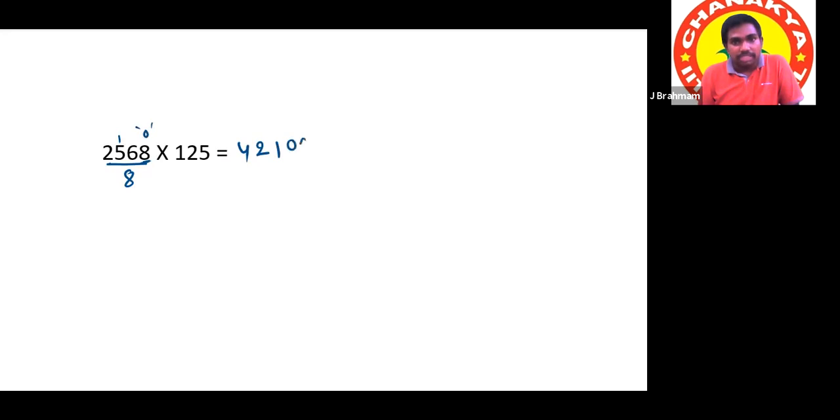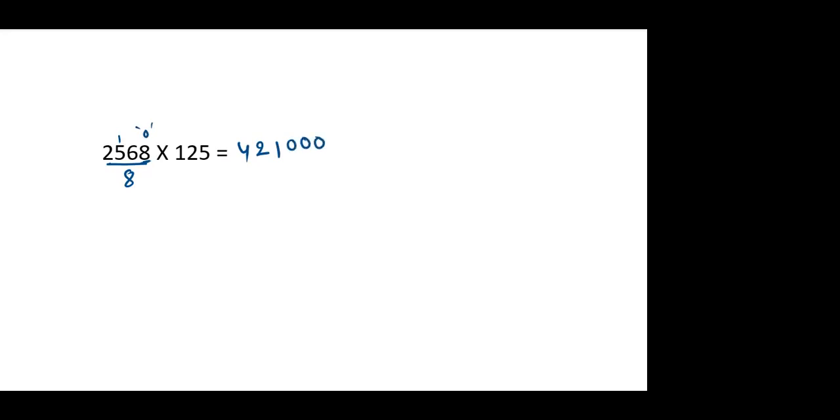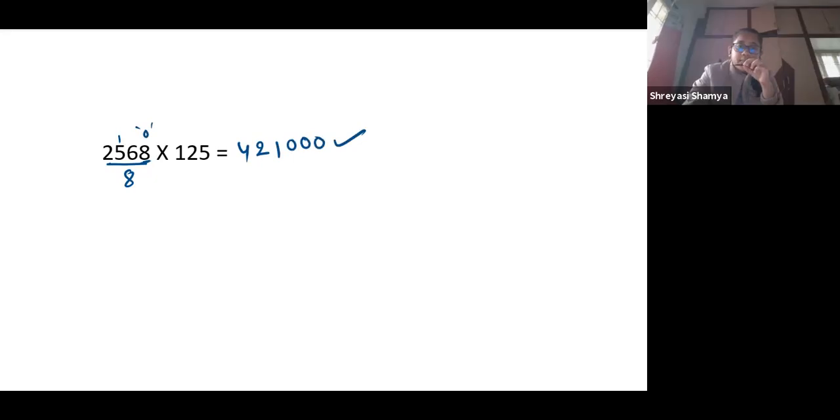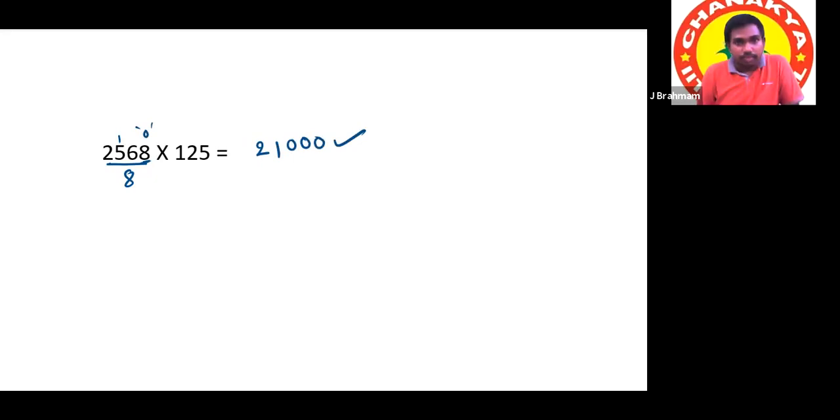We have to place the last three digits as 000. That's all. The answer is 321,000, because there is no remainder, that's why three zeros.